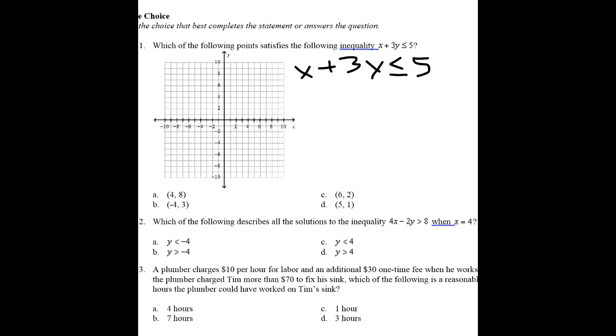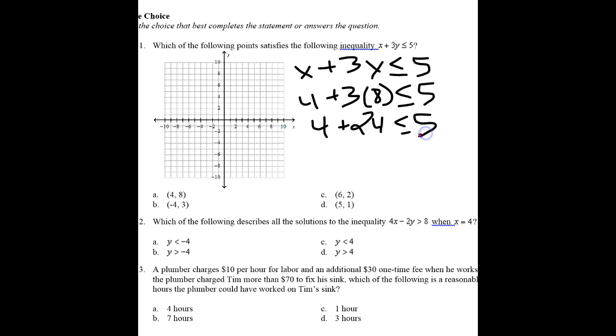And I'm going to start with answer choice A. Answer choice A says 4, 8, so I have 4 plus 3 times 8 is less than or equal to 5. That's going to give me 4 plus 24 is less than or equal to 5. So I end up with 28 is less than or equal to 5, which I of course know is false, because 28 is a lot bigger than 5. So I cross out A. A is not my answer.